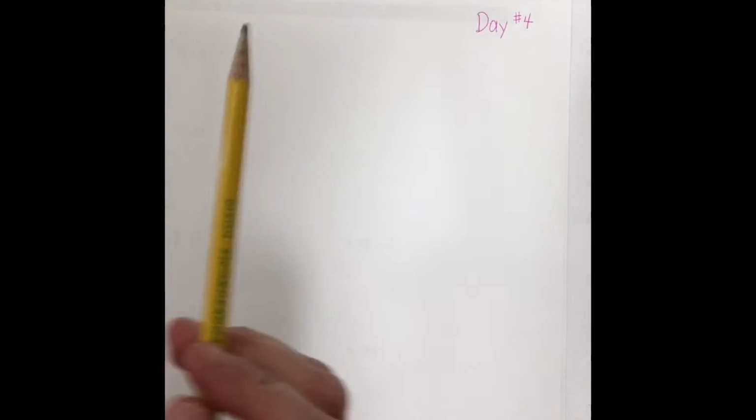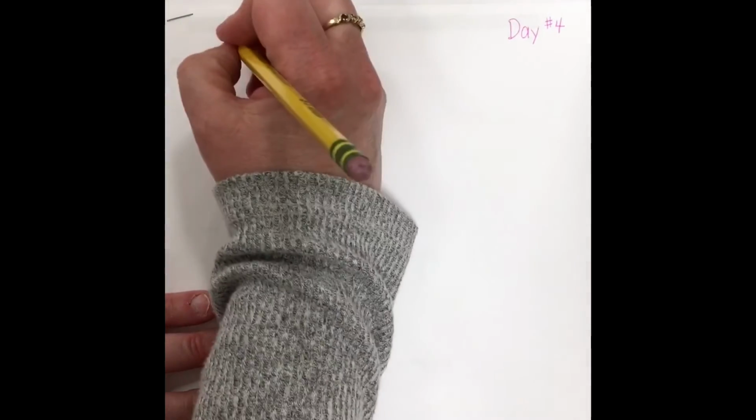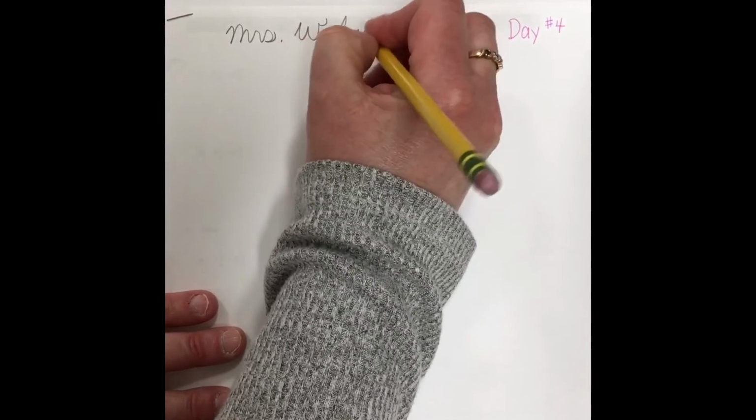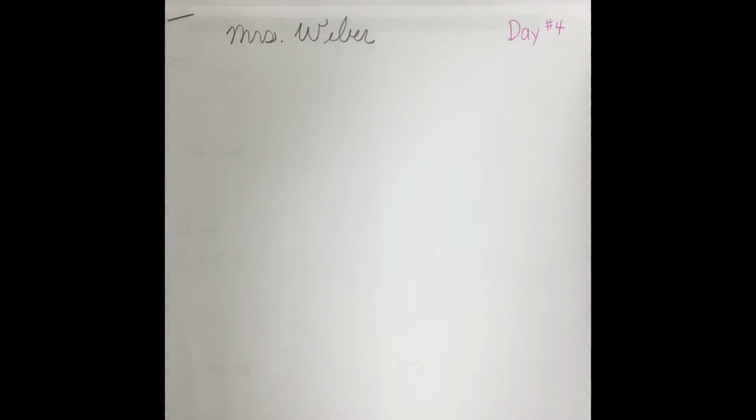All right, so go ahead and grab your day number 4 packet and a pencil. And as soon as you get it, please put your names on top. I'm going to say that twice. Please put your names on top. We seem to be having trouble with that. So today our objective is to subtract mixed numbers.